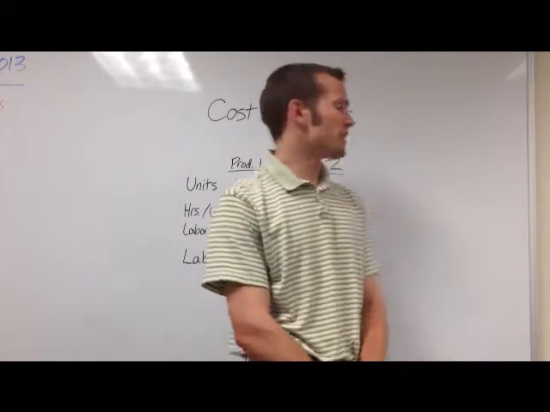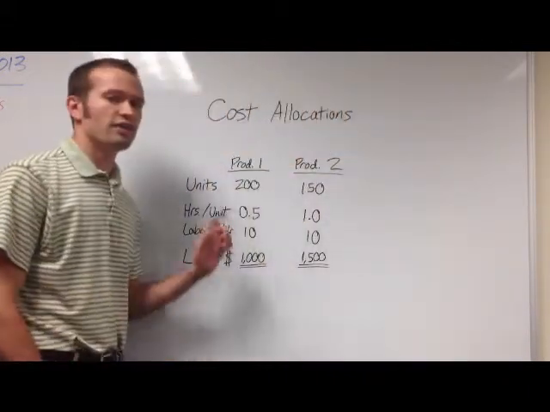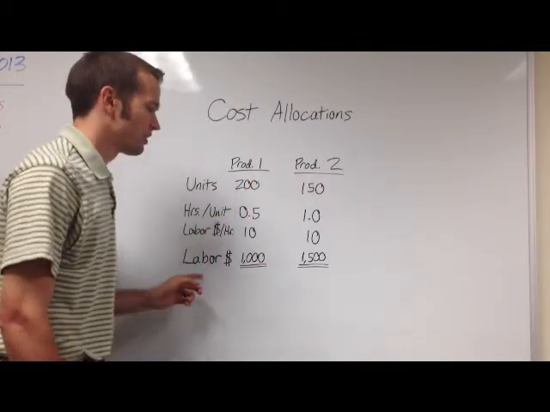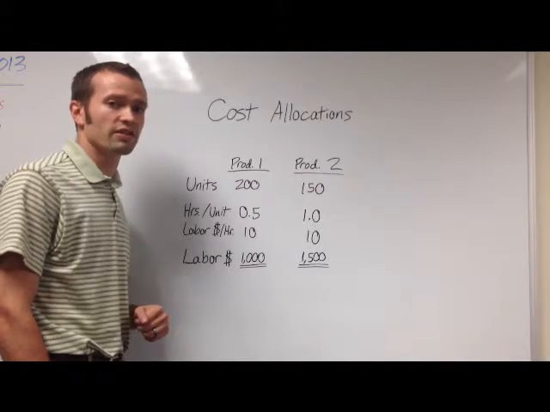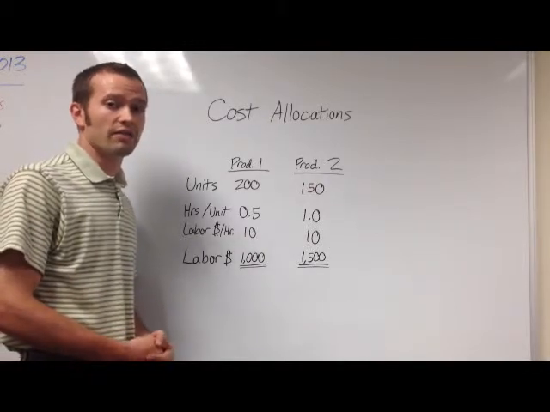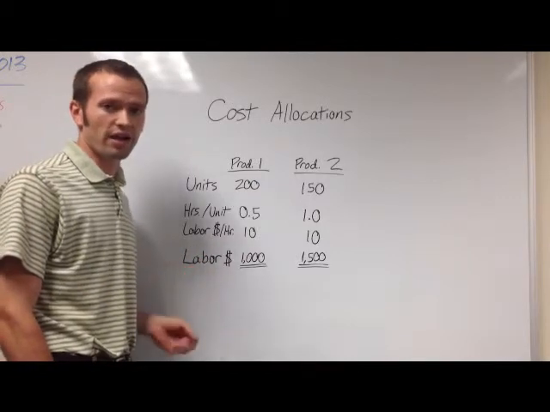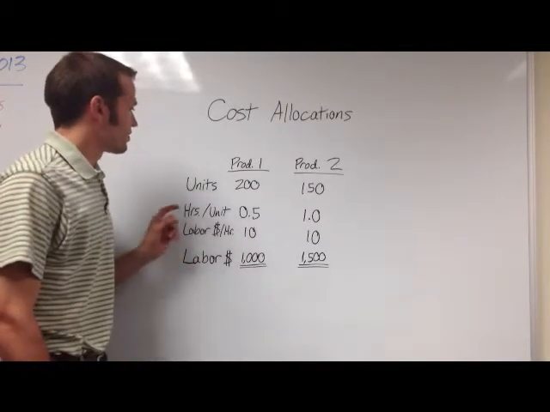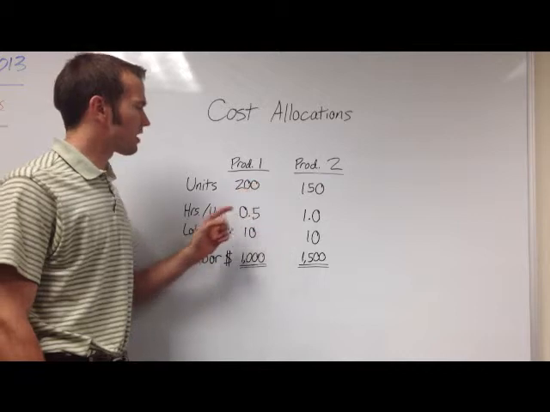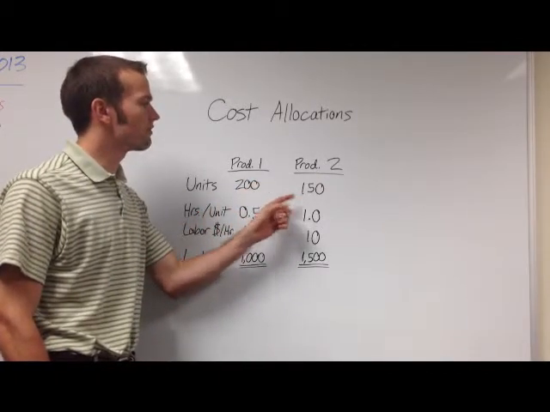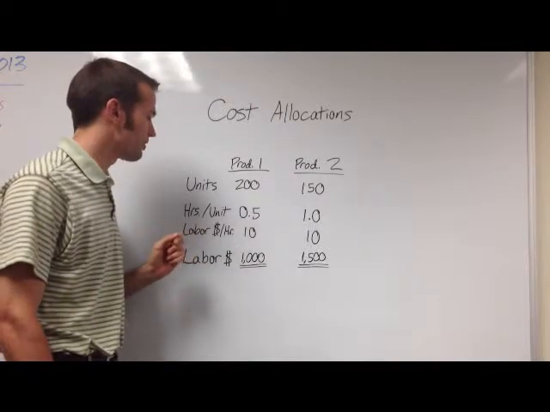So we have an example here of two different products, and we're going to be allocating the labor dollars between each of these products. Now, the best way to allocate your labor dollars is by labor hours. So we have product 1 and product 2 here. We produce 200 units of product 1 and 150 units of product 2.